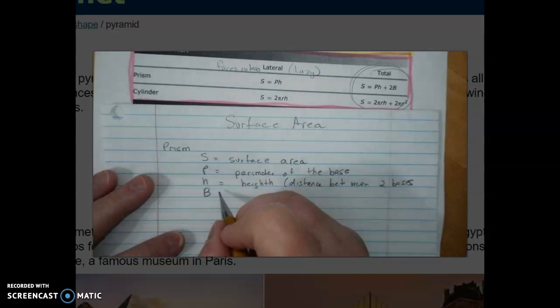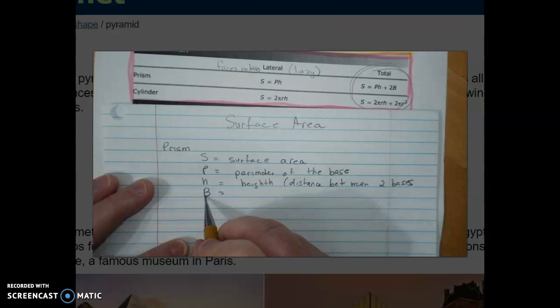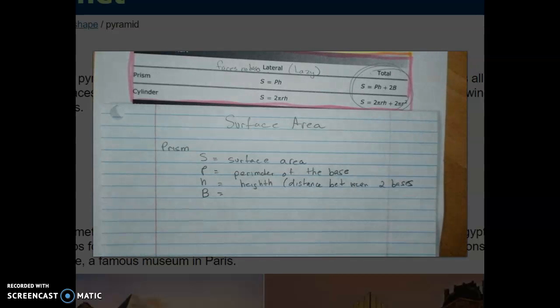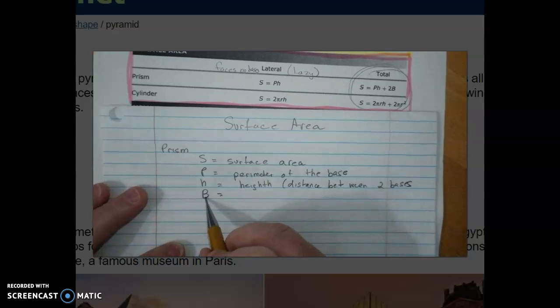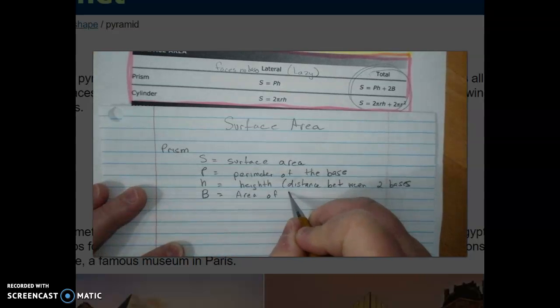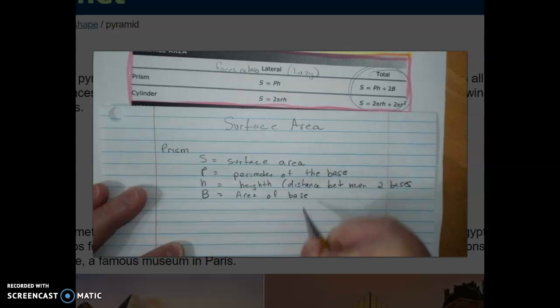I'll do this. Big B. You have to capitalize this B. There are many B's in here. There are lots of B's in here. And I am going to distinguish that this is a big B, and that stands for area of base. Okay?